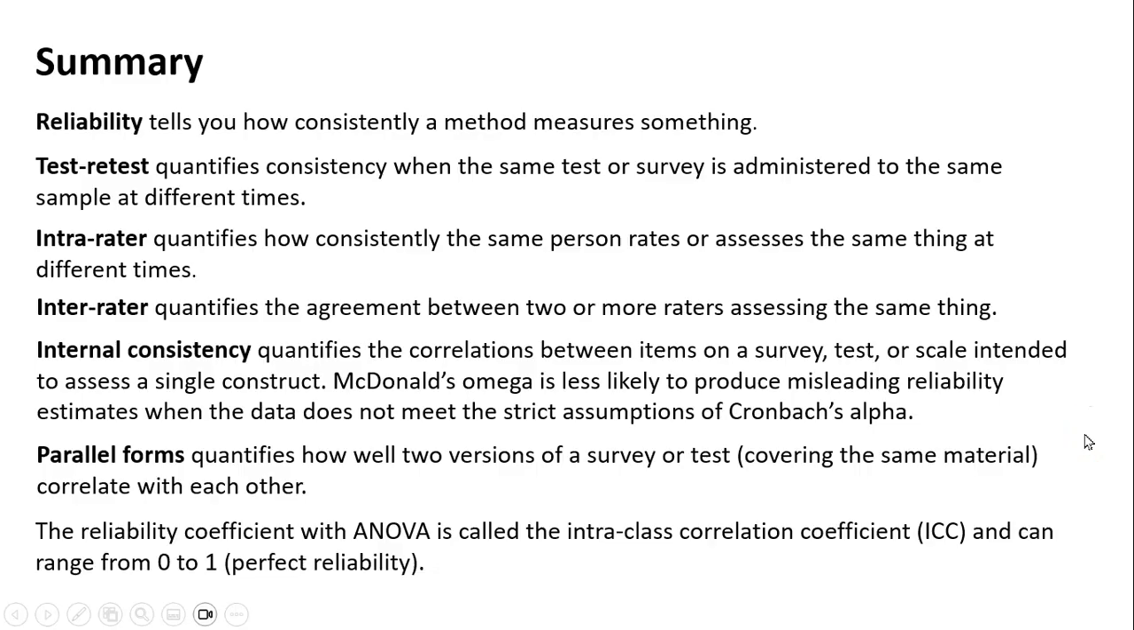Finally, the reliability coefficient with ANOVA is called the intra-class correlation coefficient, ICC, and can range from 0 to 1, perfect reliability.